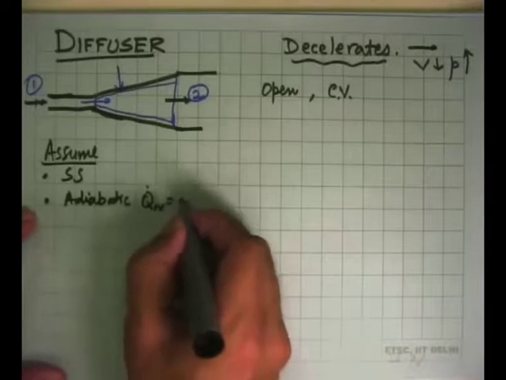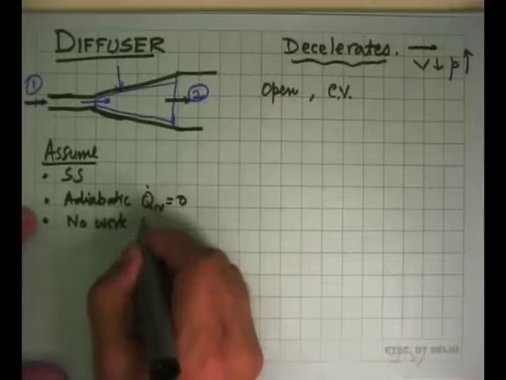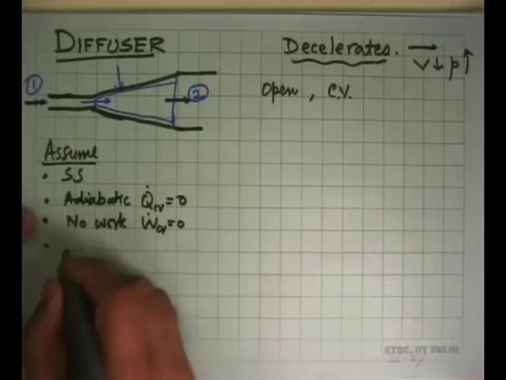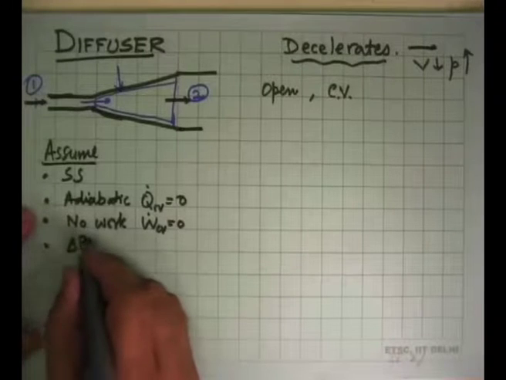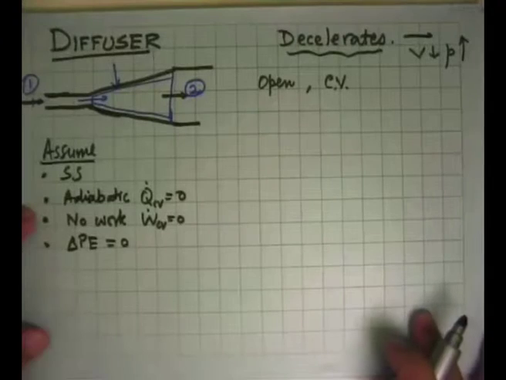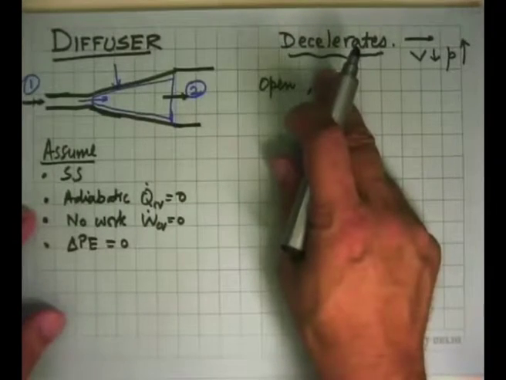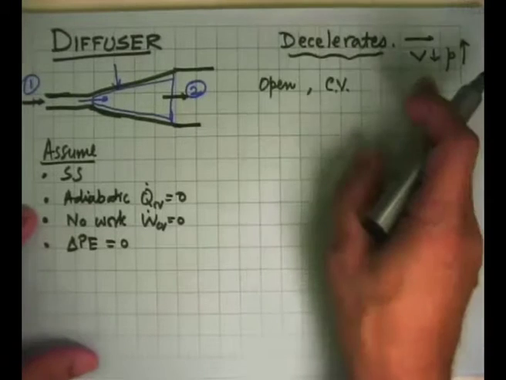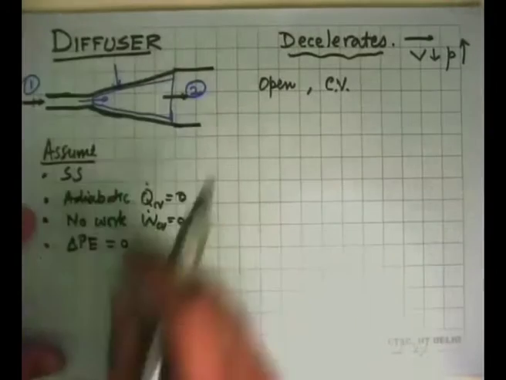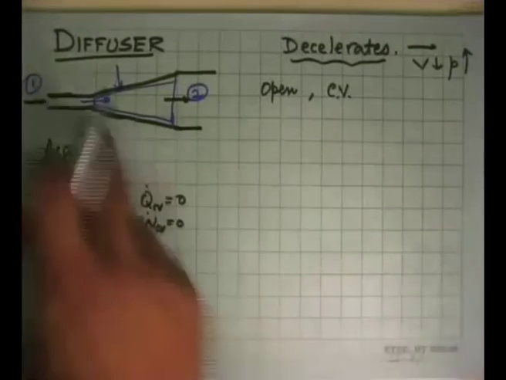Q dot CV equal to 0. There is no work. W dot CV equal to 0. And changes in potential energy are very small. But because the primary job is to decelerate a fluid, it means that velocity changes are substantial. That is the main purpose of this device. So kinetic energy change being 0 is not an assumption for the diffuser.